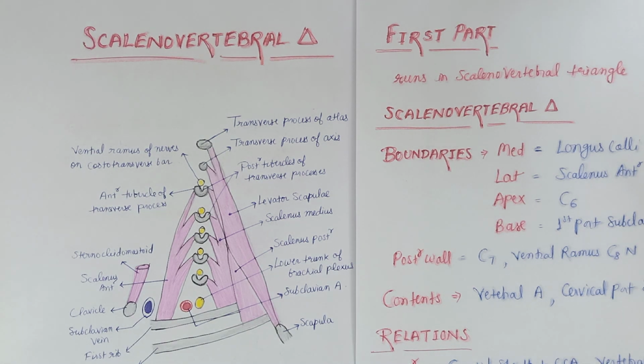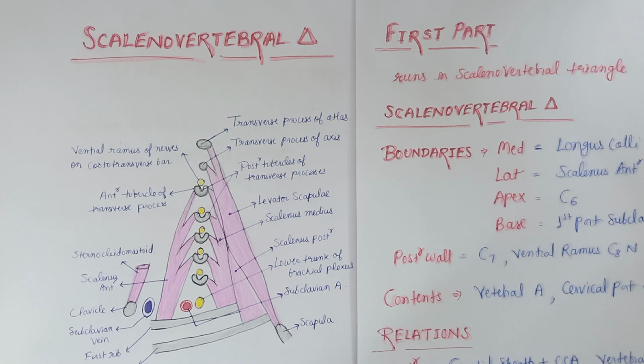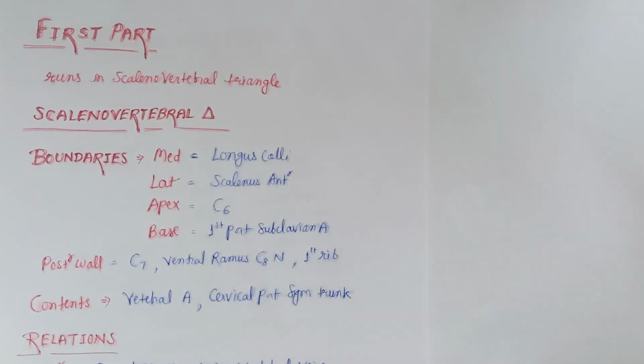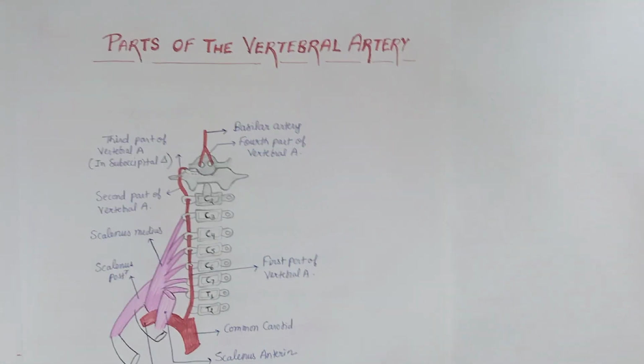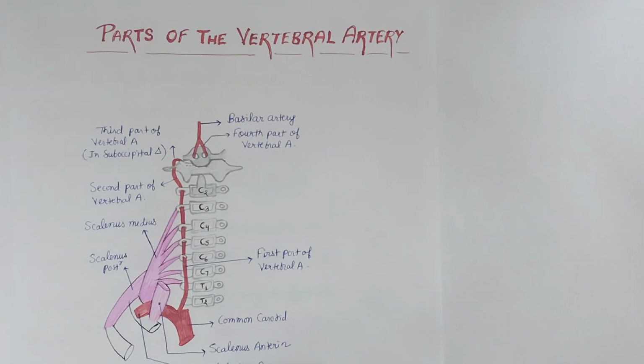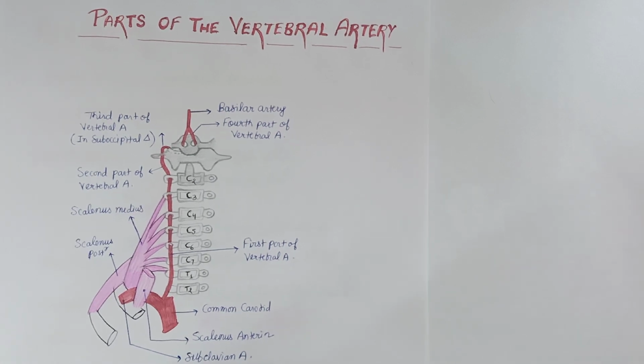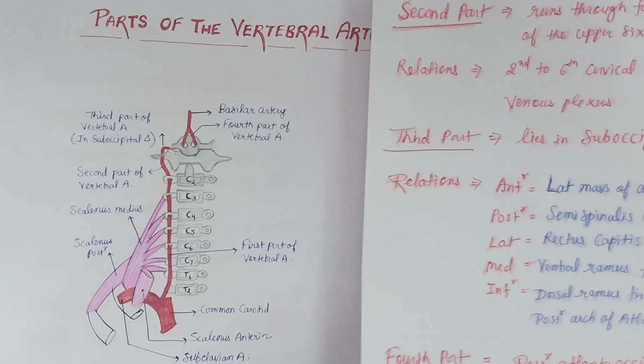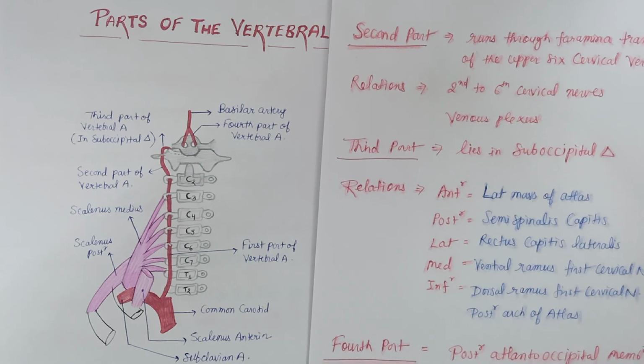Now, second part of vertebral artery. The second part runs through the foramen transversarium of the upper 6 cervical vertebrae. Its course is vertical up to the axis vertebra. It then runs upward and laterally to reach the foramen transversarium of the atlas vertebra.